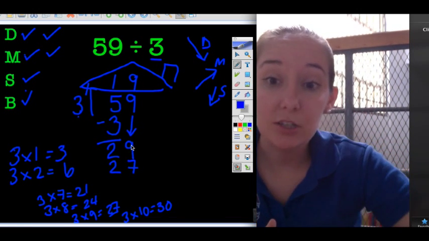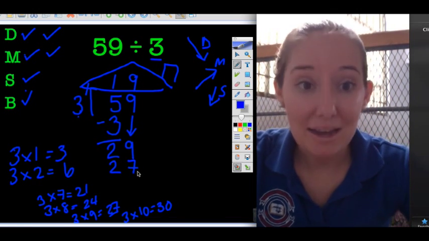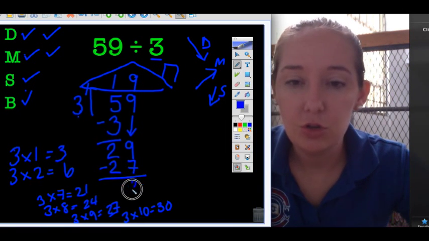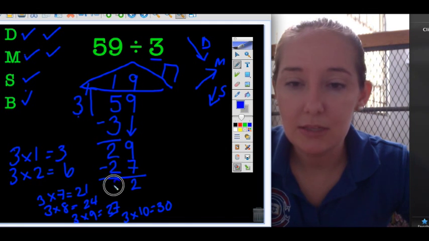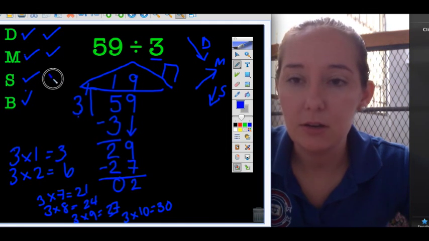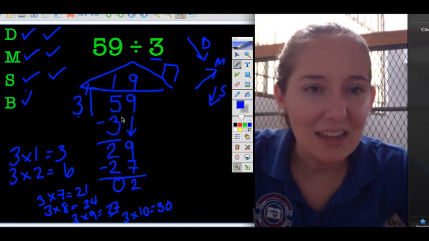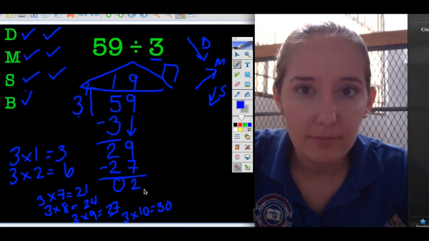So we're going to subtract 29 minus 27. So 9 minus 7 is 2. 2 minus 2 is 0. All right, so we subtracted. Our next step would be backup. Now, do we have any more numbers to bring down for backup?